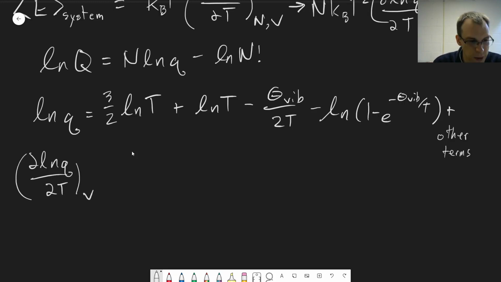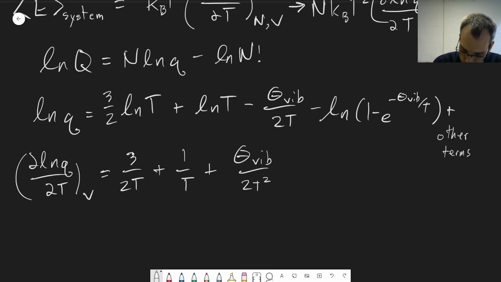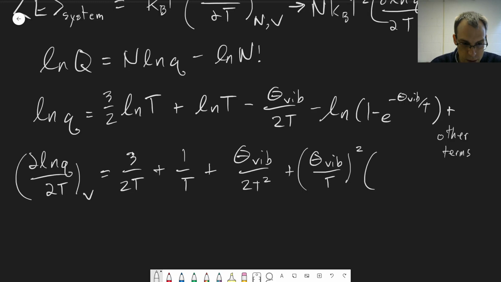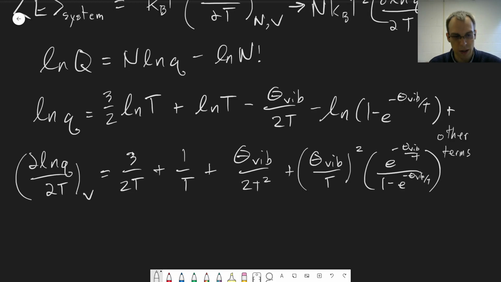So in this case, we'll hold V constant, as well as N, is equal to 3 over 2T plus 1 over T plus theta vib over 2T squared plus, and this one we've looked at before, theta vib over T squared times this e to the minus theta vib over T divided by 1 minus e to the minus theta vib over T. We looked at that derivative when we were looking at the vibrational partition function.